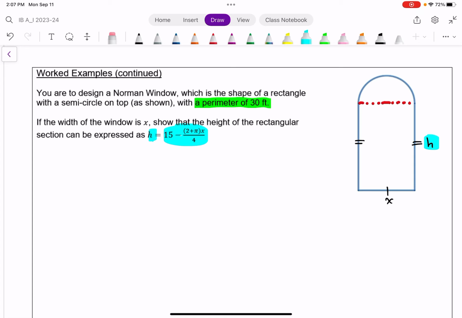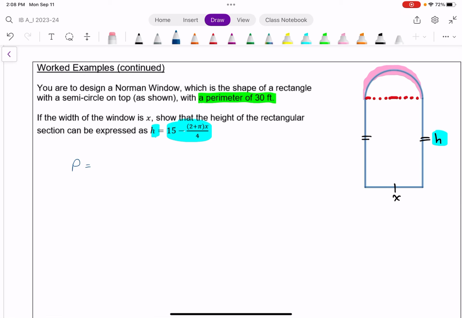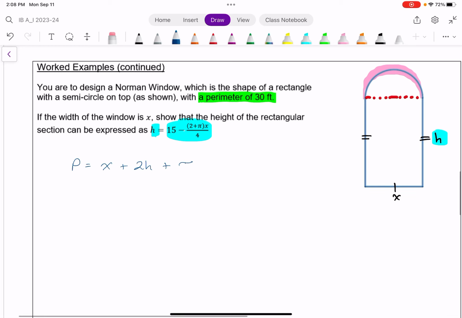So first, let's go back to perimeter. Let's think about the perimeter of the shape. And what do I have? I have 4 sides, but one of which is a semicircle, and the others are lines. And so the perimeter of this, I can express as that x at the bottom plus 2 of these h's plus half the circumference of a circle. The circumference of a circle is pi times diameter. In this case, the diameter of this circle is the exact same as x, so pi times x. But I want just half of it. So pi times x divided by 2.